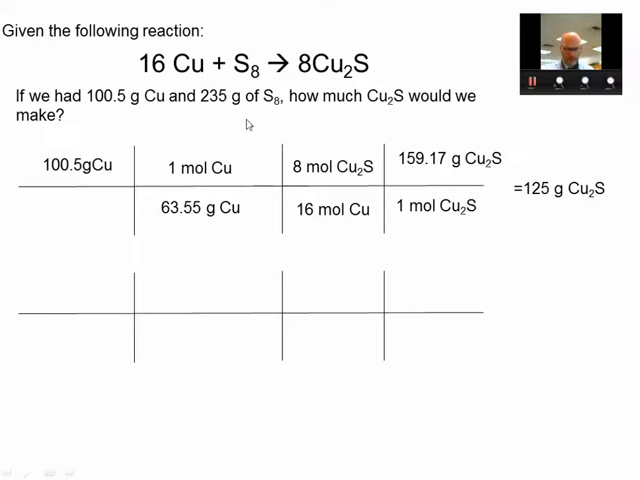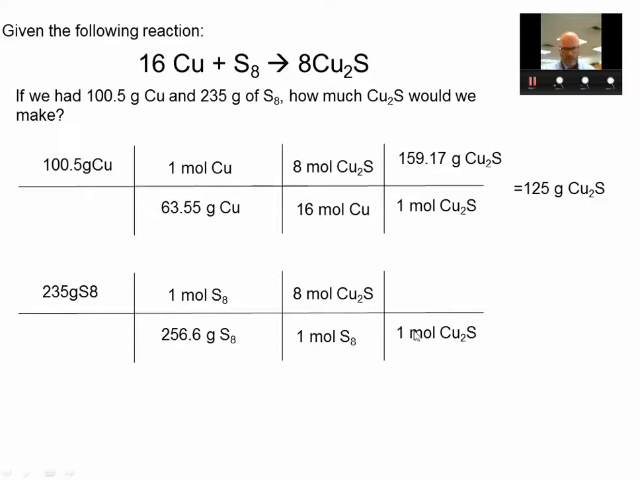Now, we'll do the same thing for sulfur. 235 grams of sulfur, there should be a subscript, sorry about that. In 1 mole of sulfur, there's 256.6 grams. For every 1 mole of sulfur, we are going to produce 8 moles of copper sulfide. Once again, we use the same molar mass. So 1 mole of copper sulfide, there's 159.17 grams. So multiply the top, divide by the bottom, and we get 1,166 grams of copper sulfide.